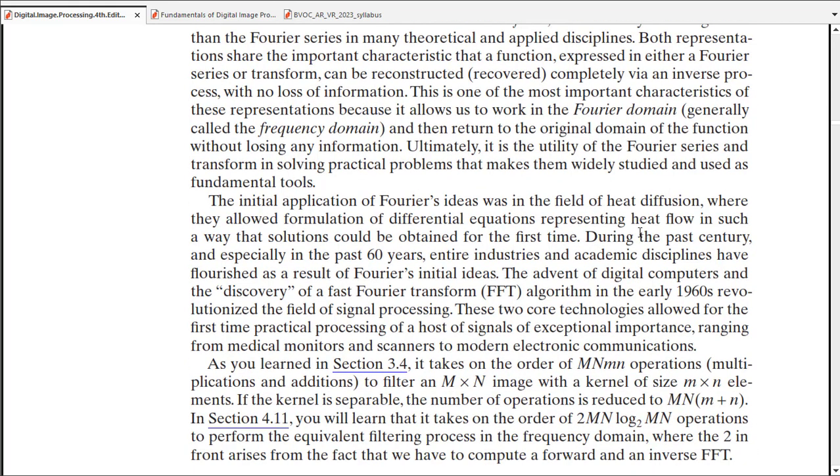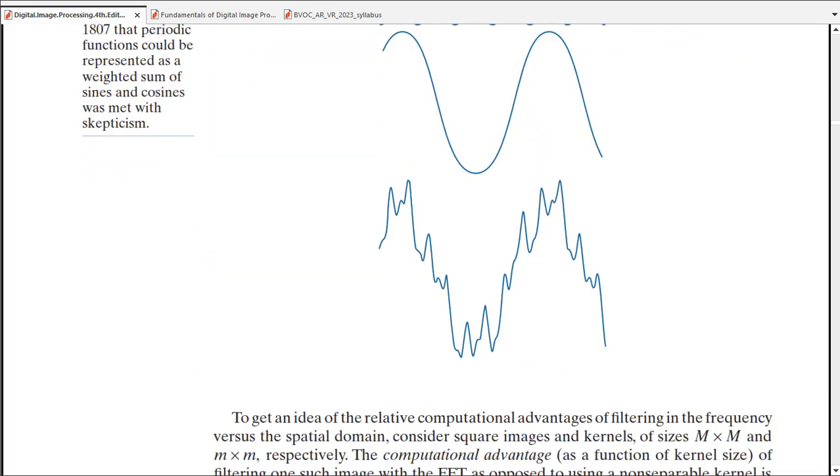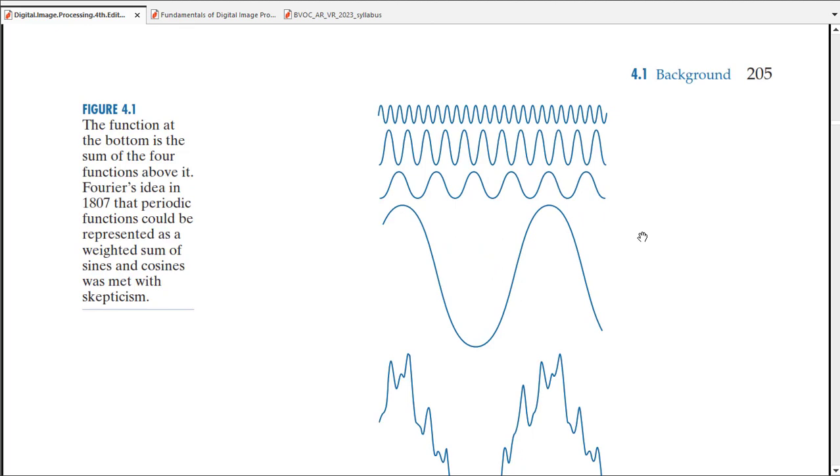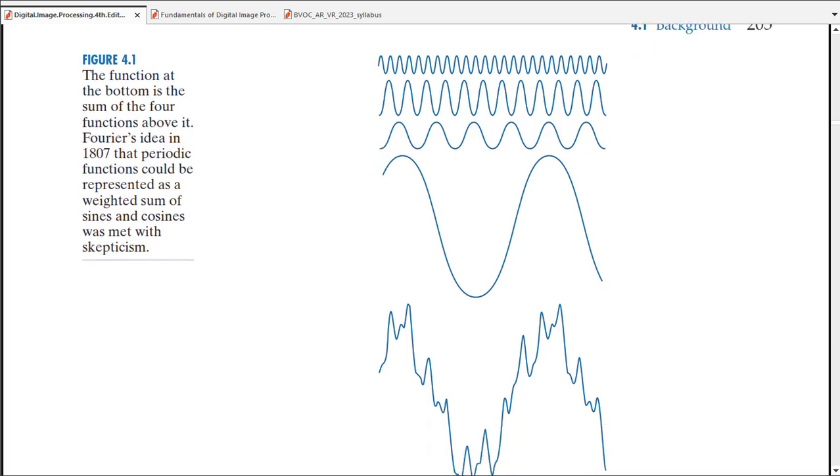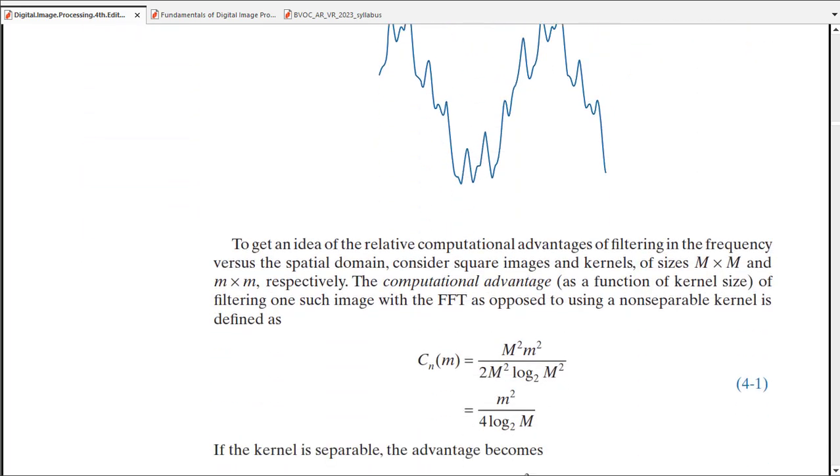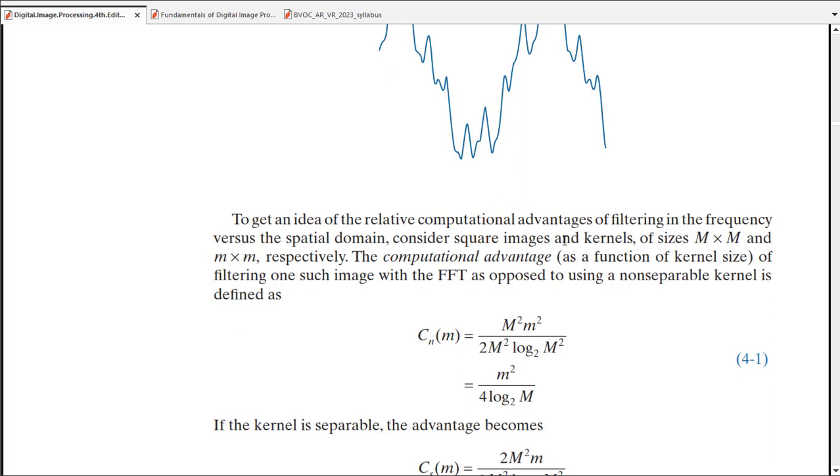The fast Fourier transformation algorithm, from the year 1960 onwards, was revolutionary in the field of signal processing. This is the way of the periodic function. In the year 1807, it was proposed that a periodic function could be represented as a weighted sum of sines and cosines. This was met with skepticism.